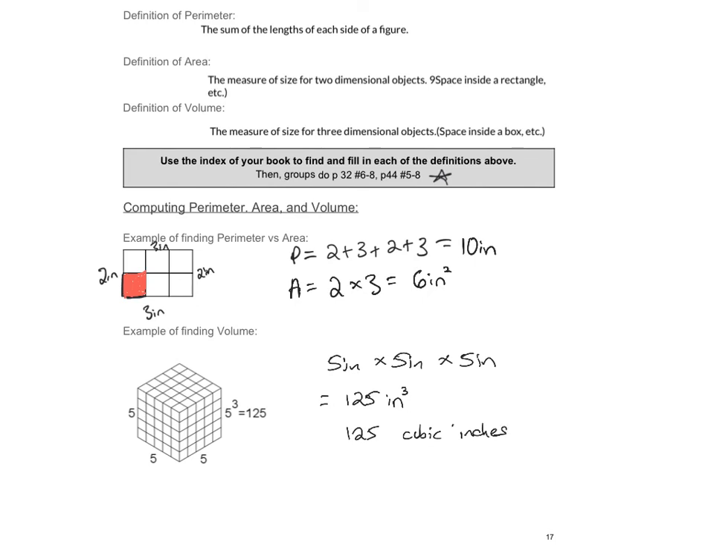So area is typically measured in square units, like 6 square inches is how we say that. And volume is typically measured in cubic units. On the next page, you're going to find a list of the common formulas.